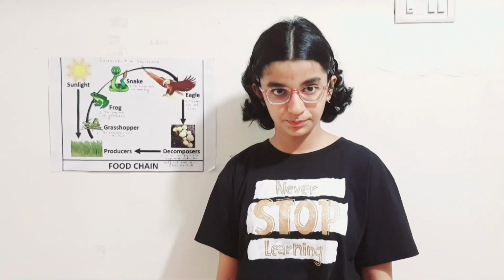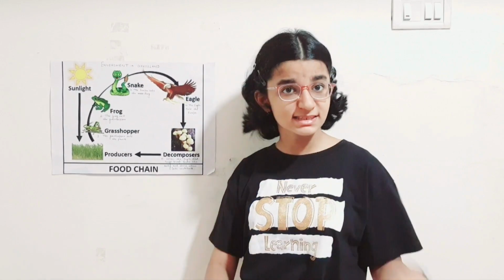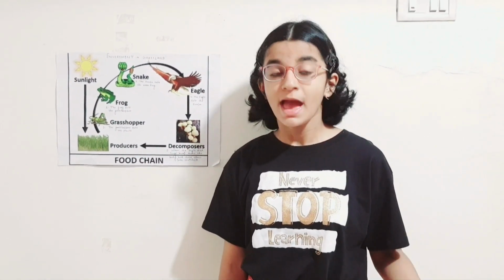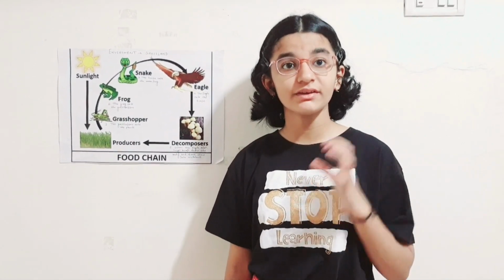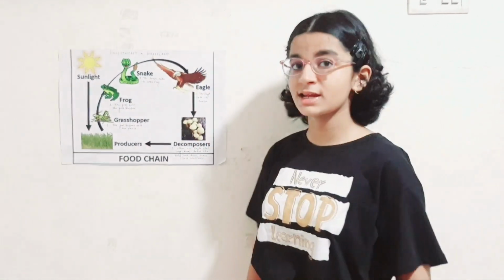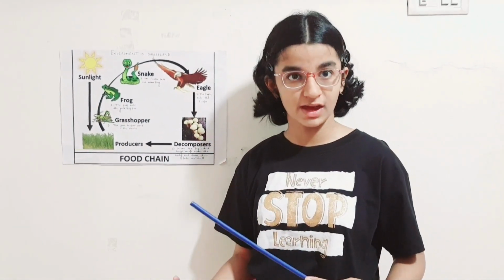So now we are going to talk in detail about what is a food chain. A food chain is a sequence which shows which organism eats which organism and is eaten by which organism. It is held in a particular environment. It helps us realize how all the organisms are dependent on each other for survival.